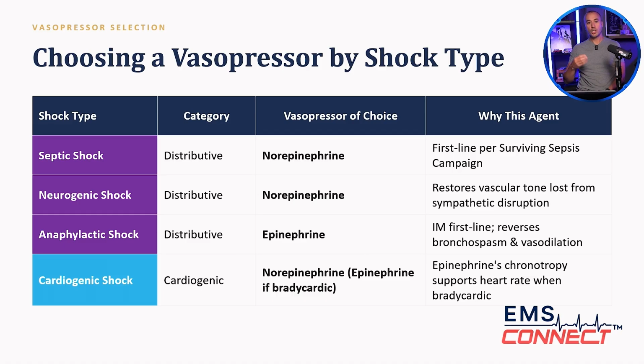And when we talk about our shock types, in purple here, we have our distributive shock types, and we have our vasopressor of choice. For distributive septic shock, we are generally reaching for norepinephrine first line. Okay, that's again, after IV fluid resuscitation, norepinephrine is what we go for. Neurogenic shock, and we'll get to the reason behind this, is a distributive shock as well. And norepinephrine, because we want primary alpha on this to restore that vascular tone, is going to be the medication we reach for first. Anaphylactic shock.